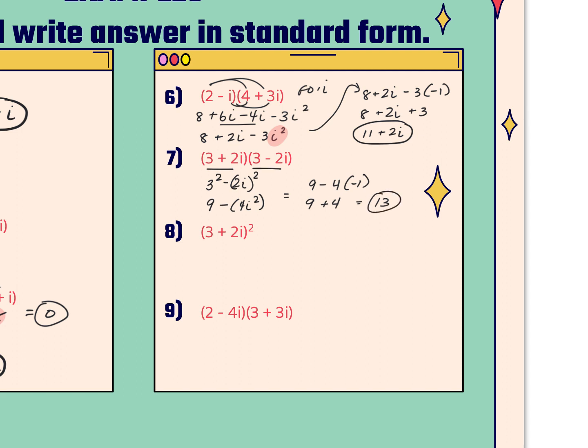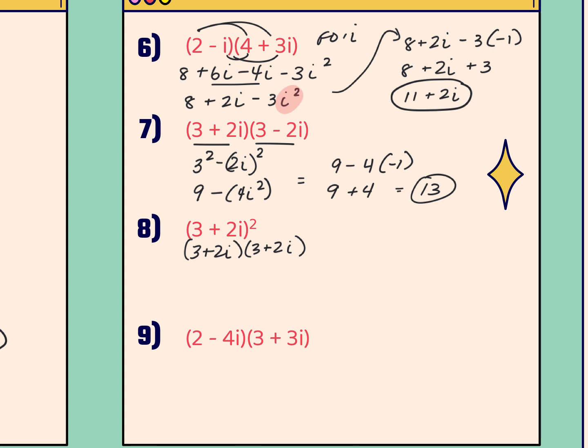Again, with this problem, we're going to FOIL. Remember that 3 plus 2i squared is really 3 plus 2i times itself 2 times, right? So again, first times first is going to be 9. Outer times outer is 6i. Inner times inner is 6i. And last times last is plus 4i squared. So 9 plus 12i plus 4 times negative 1, which is negative 4, right? So that's going to be minus 4, and 9 minus 4 is 5 plus 12i.